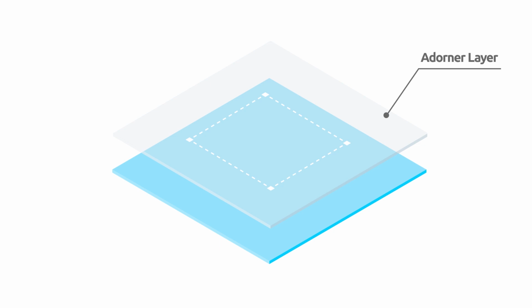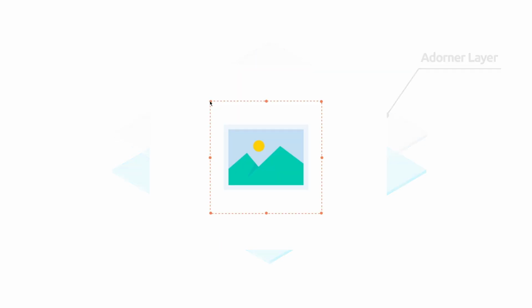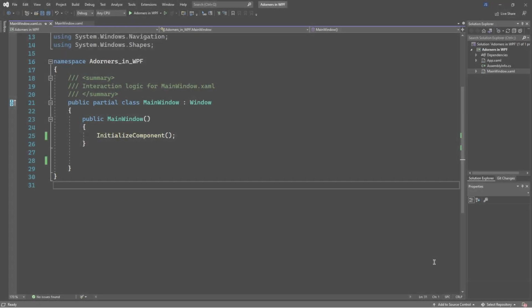The Adorner class defined in WPF allows us to create custom adorners that we can then use to overlay visuals on top of existing UI elements. In this video, we take a look at how to implement an adorner that will be used to resize a UI control. So with that being said, let's go to Visual Studio and get to the coding.